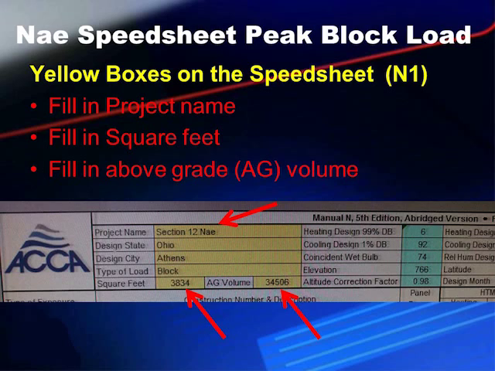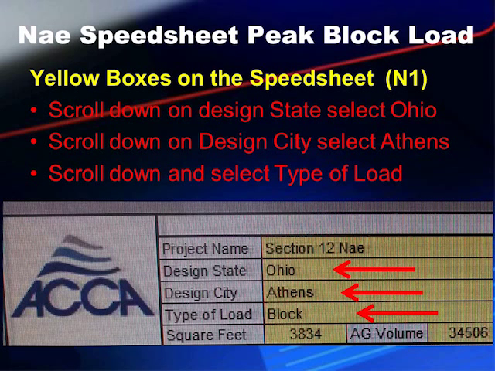Okay, we're going to start filling out the Manual N form now, and the N1 form is the top of the page. You've got some stuff to fill out. We're picking the project name, Section 12 NAE, because I'm basing my form on the Section 12's block load done in Athens, Ohio. And we've got square footage of 3834 and a 9-foot ceiling, so 9 times 3834 comes out to 34506, and it's just that simple. We're putting in the above grade AG volume, square foot, and the project name. All right. Well, now we move on to the next step.